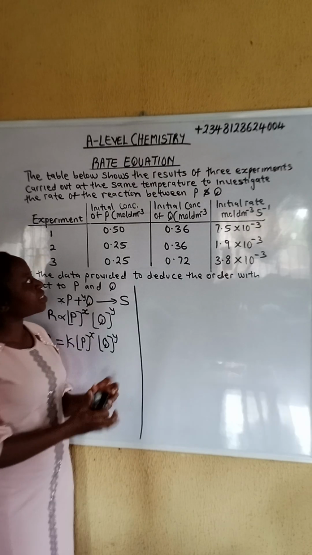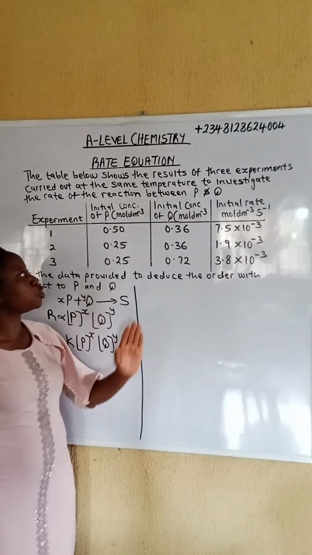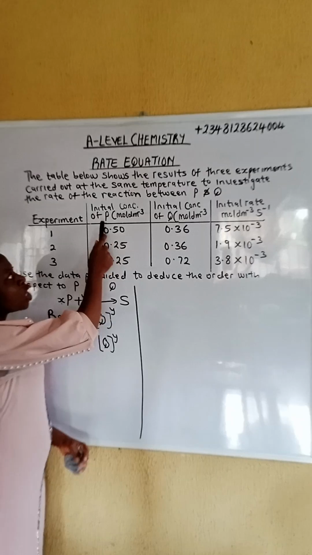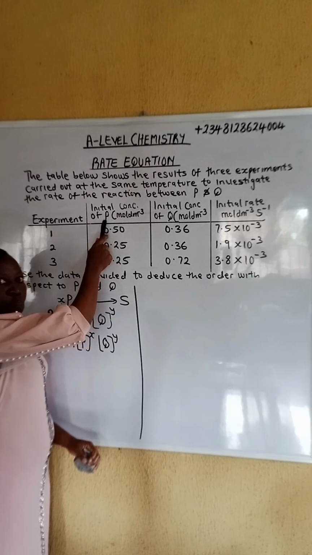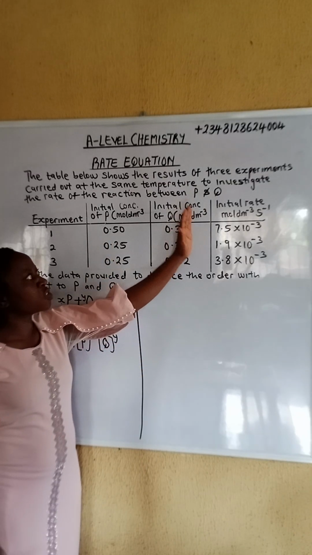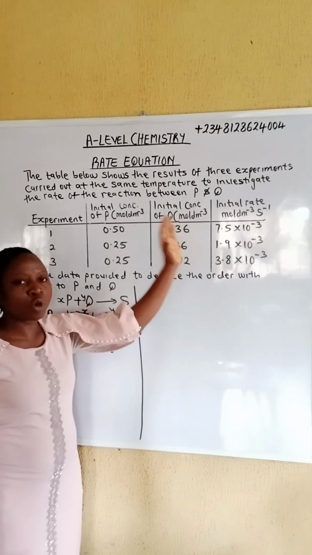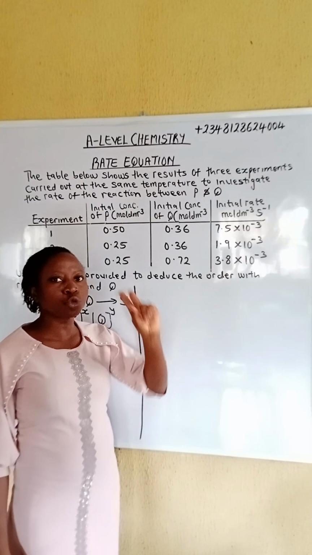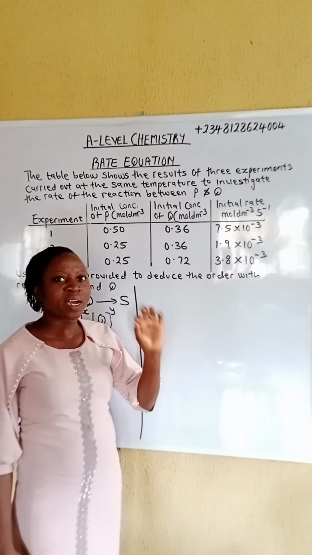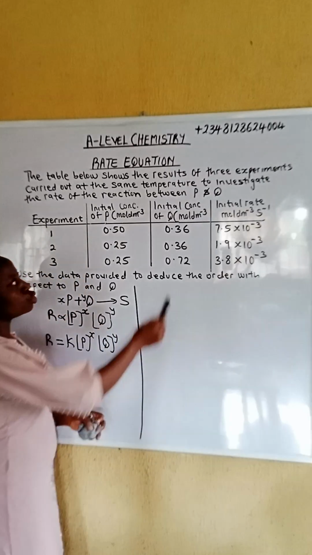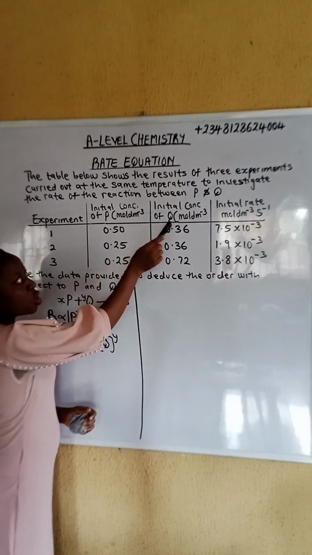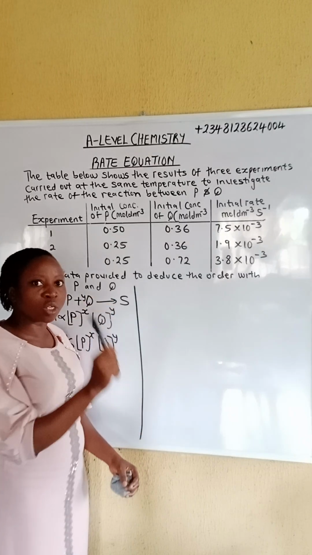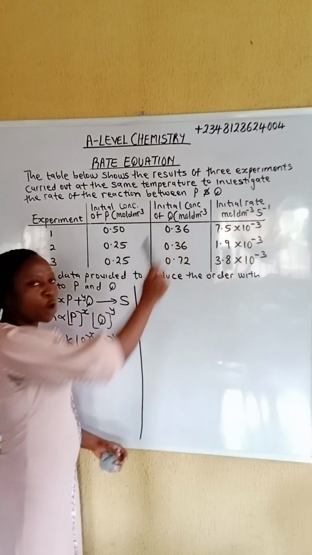Now, when you want to calculate the order with respect to P, you are going to consider the concentration under Q. I'm going to consider the concentration under Q, and you are going to look at where you have constant concentration. You are going to pick 2 different experiments with constant concentration. Now let's come to Q. I'm looking for P now, so I will consider Q. I will pick 2 experiments with constant concentration from Q.